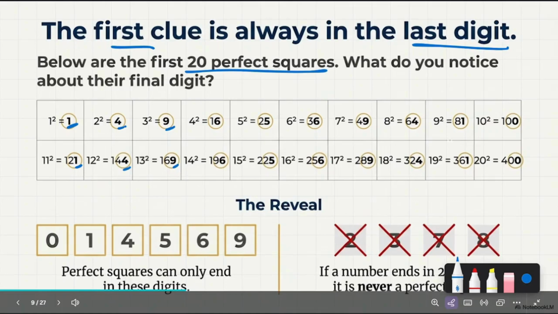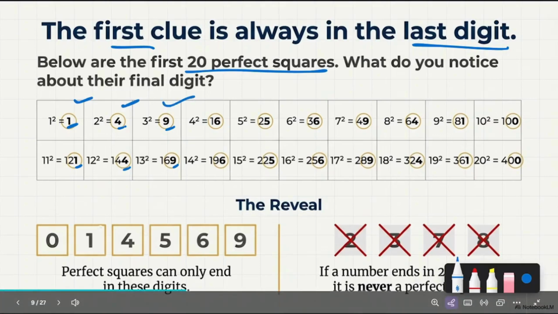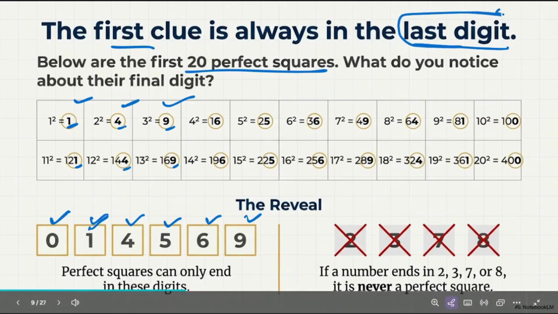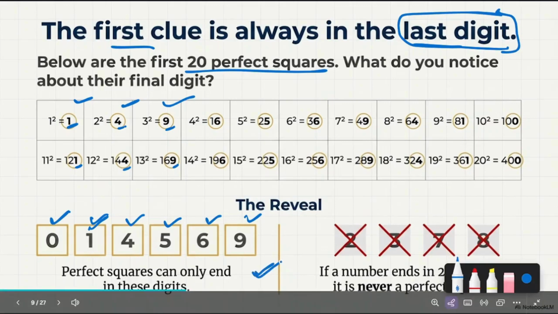Like that, if you see, then what you have observed here, you can see clearly that in the square numbers, 0, 1, 4, 5, 6 and 9, these 6 digits are coming as last digit. Okay, and you know that in maths we have total 10 digits. So only these 6 digits are coming as last digit.